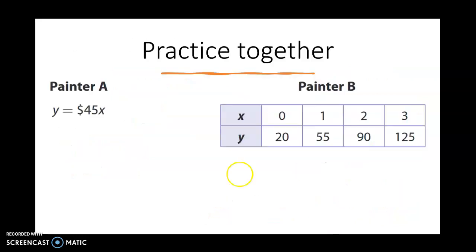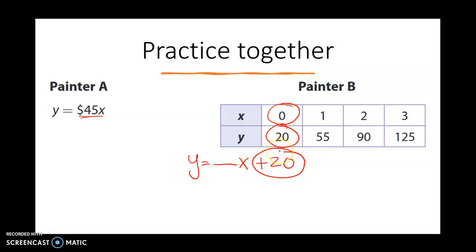So let's see another one. All right, we've got painters. Painter A charges $45 an hour. Here's painter B. Ooh, I see my favorite. My favorite to find is when x is 0, whatever y is, that's my y-intercept. So I have y equals something x, and I already found my y-intercept. When x is 0, y is 20, so it's going to be plus 20. What this means is this painter charges a $20 fee no matter what he does.